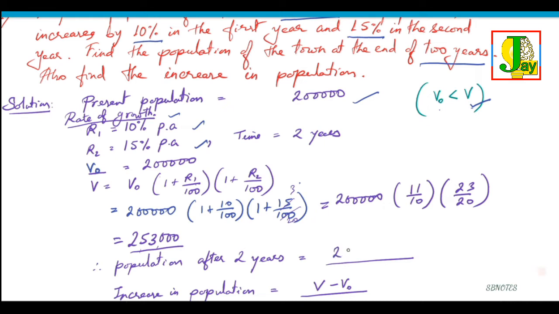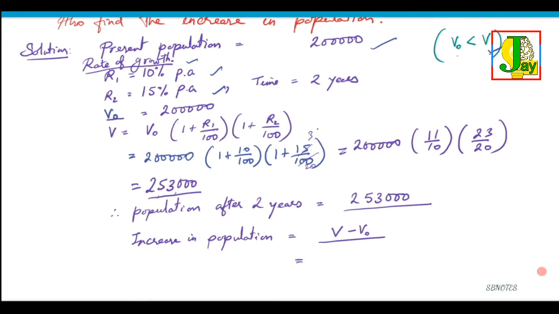Now that's the population after 2 years, and hence the increase in population is the final population, this 2,53,000 minus 2 lakhs, so that's 53,000.